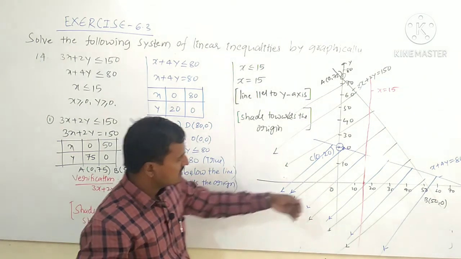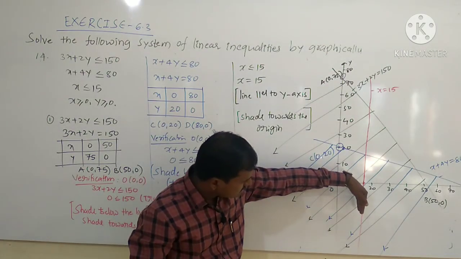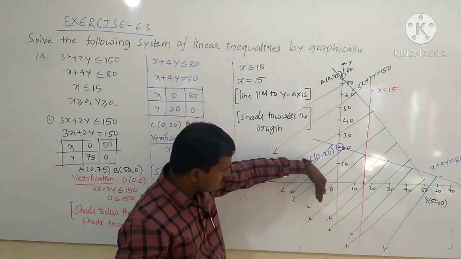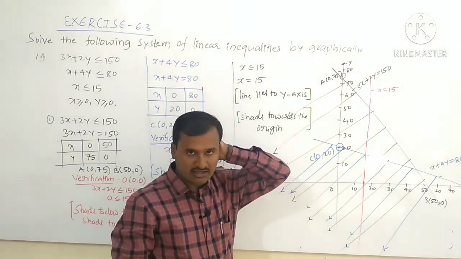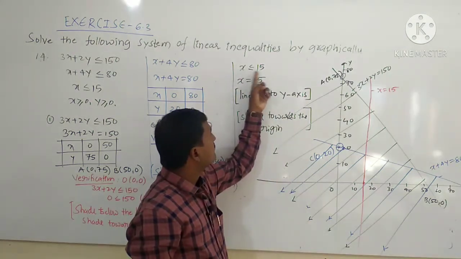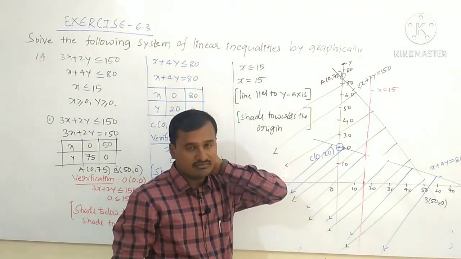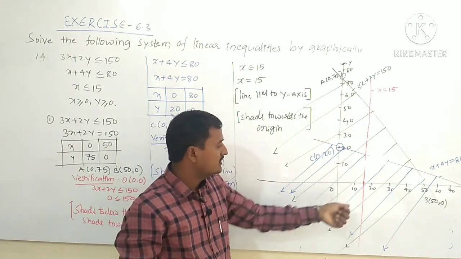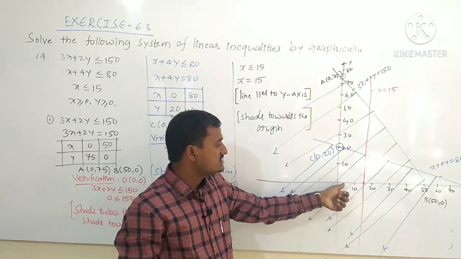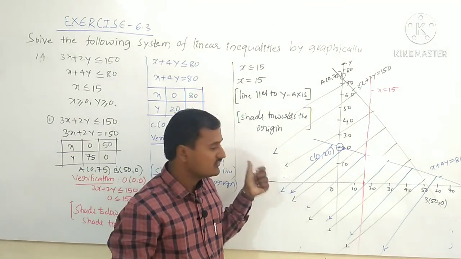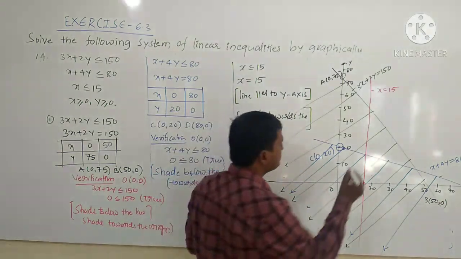Towards the origin means the points that lie towards the origin satisfy the inequality. Less than 15. What are the values of x? They are less than 15: 10, 9, 7, 0, minus 1, like that. Therefore we have to shade here.